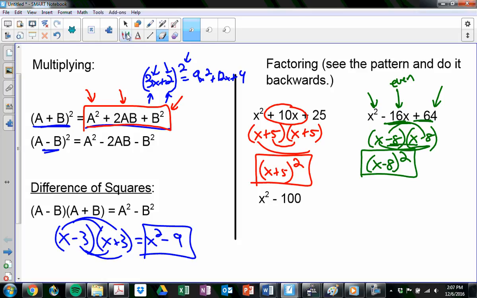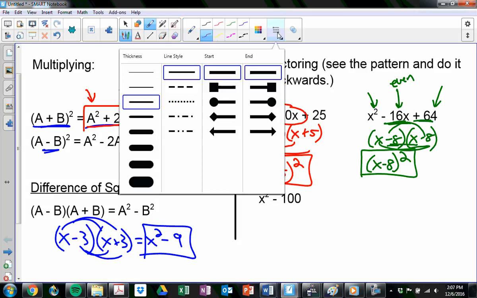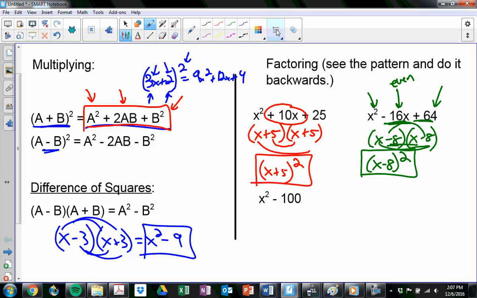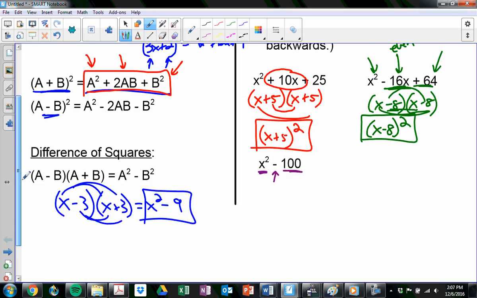The other pattern, and this one is way more common and extremely helpful, is difference of squares. If this number is a perfect square and this number is a perfect square and they're being subtracted, excuse me, it doesn't work with addition, it only works with subtraction. If they're being subtracted, you can always just take the square root of this thing here, which is x, and the square root of this thing here, which is 10, and do (x + 10)(x - 10). That is how that factors.